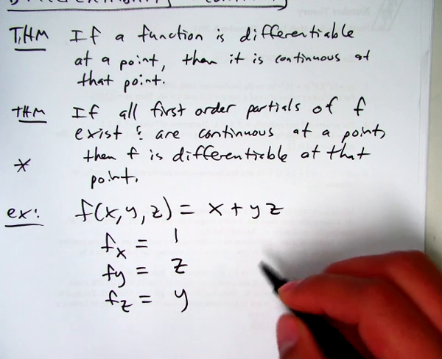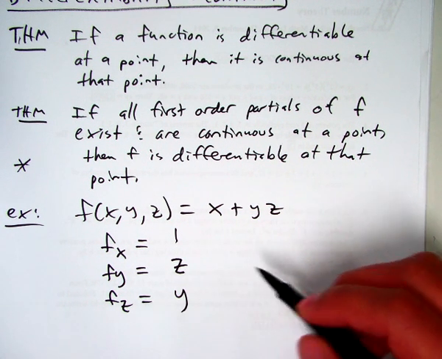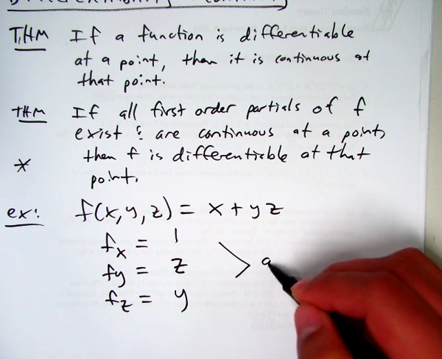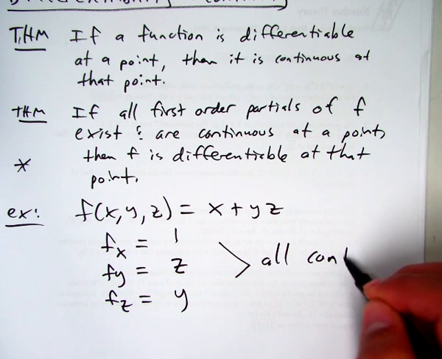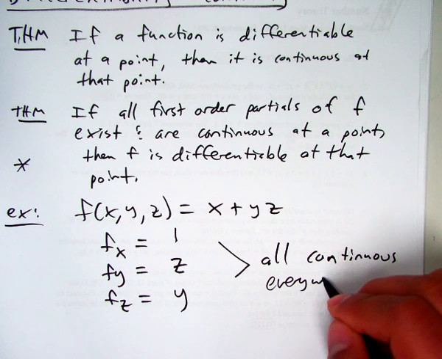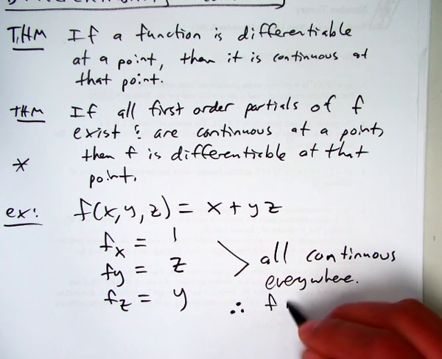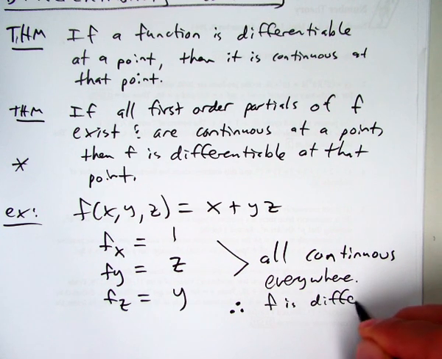Good. What do we know about the function 1, the function z, and the function y? These are all continuous, and not just at a point, but everywhere. Which then, therefore, means that f is differentiable everywhere as well.